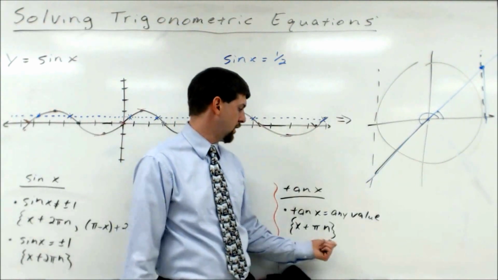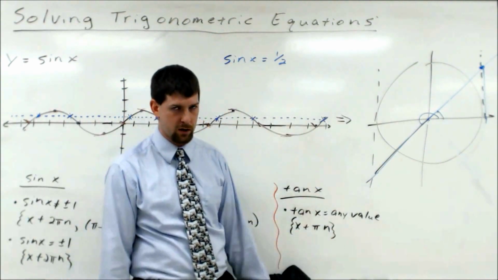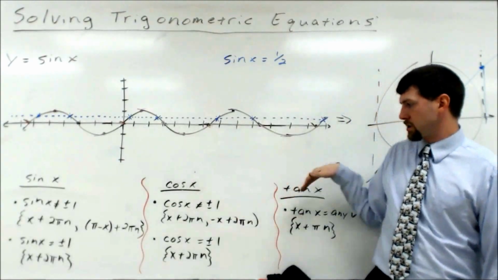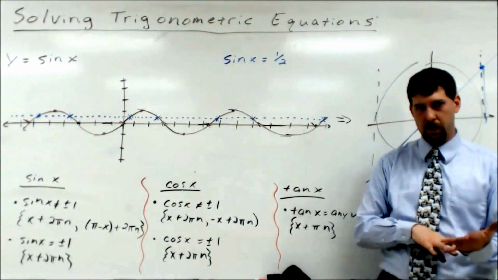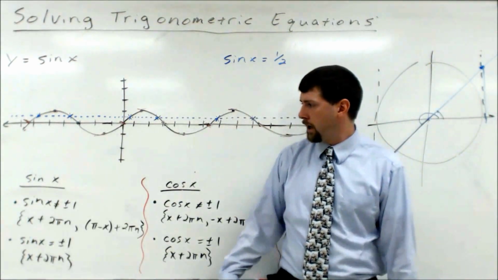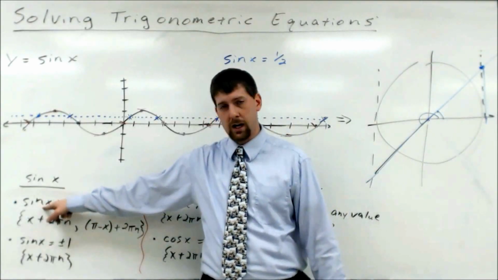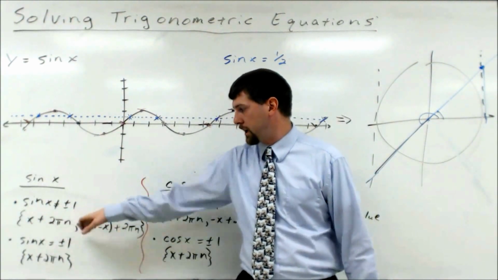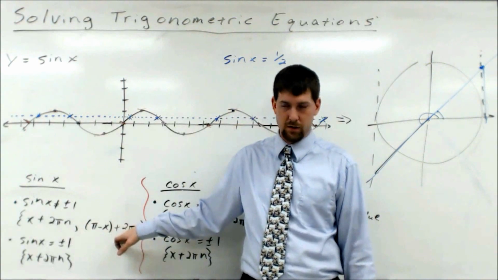because we only have to go pi to get one full cycle of a tangent graph, and then cotangent would work the same way. So these are all the ways we can write the solutions for sine, cosine, tangent, and then again secant, cosecant, and cotangent. But just to recap, sine and cosine, you're going to add 2 pi in to whatever your number of solutions is.